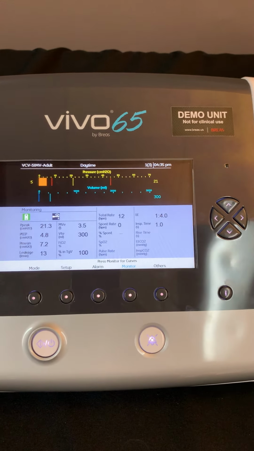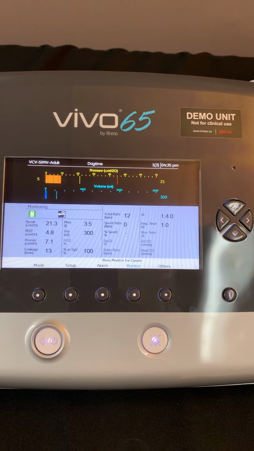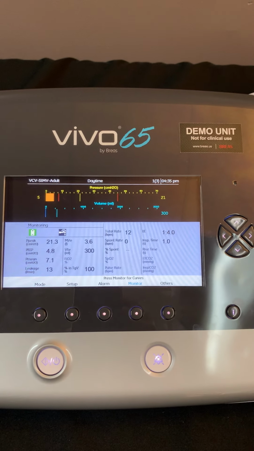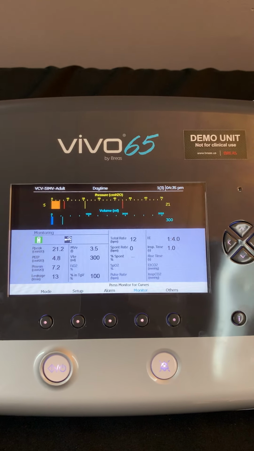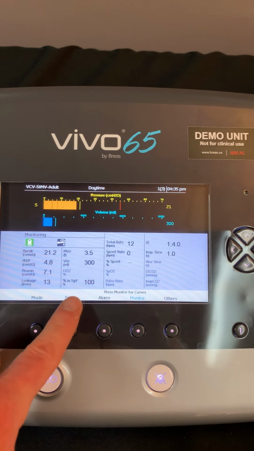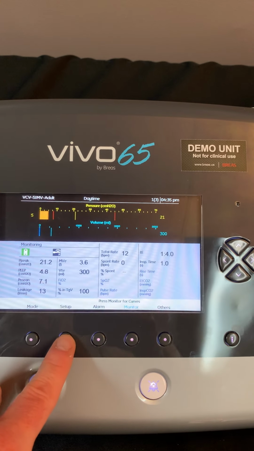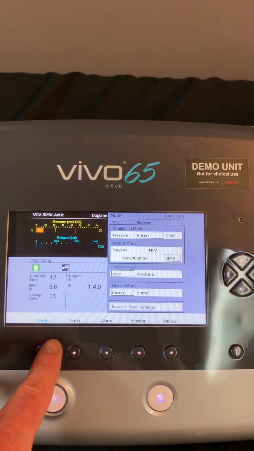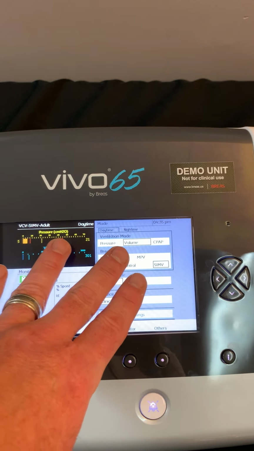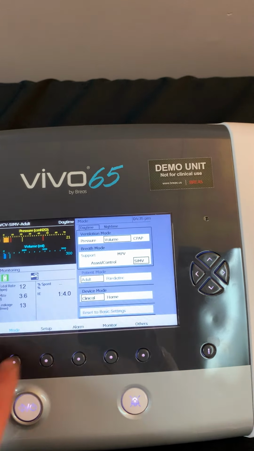I am the Director of Clinical Services for Breas, and in this video I'm going to go over the settings in some detail. Now, the settings menu you'll find right here labeled Setup. Basically at this point I have the ventilator set in a volume SIMV mode.